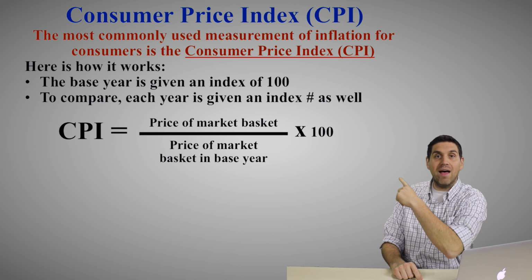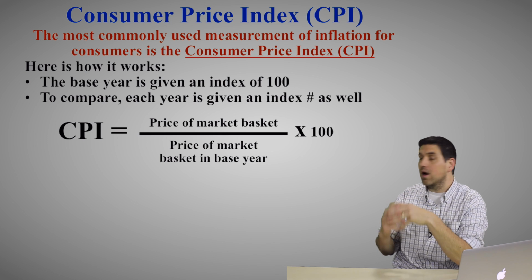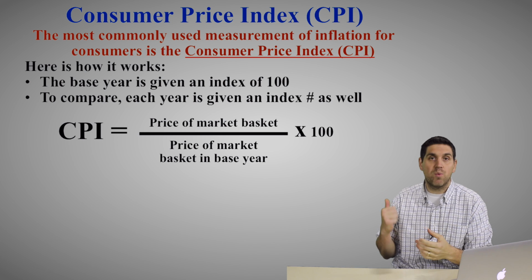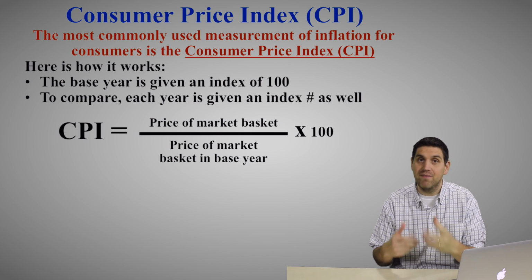CPI equals the value of the market basket in the year you're looking for divided by the value of that same market basket in the base year times 100. Now, it pops out a number. That number gives you information.